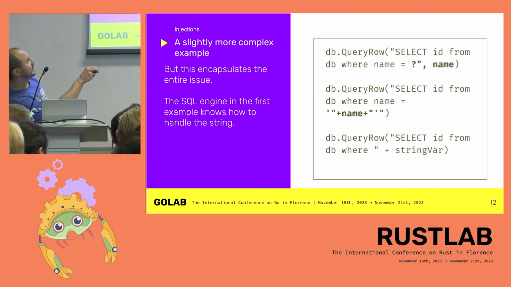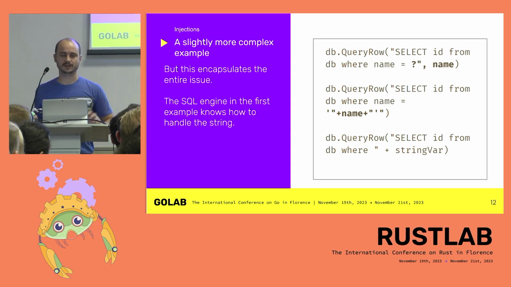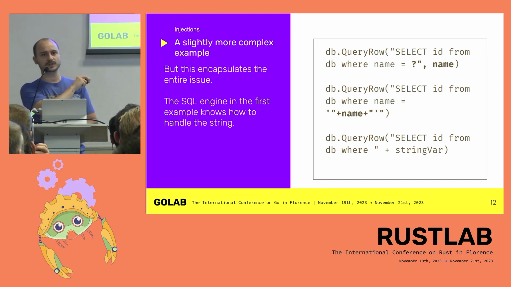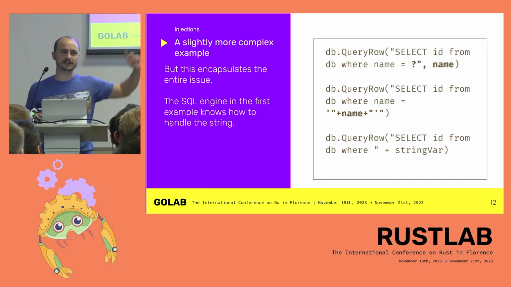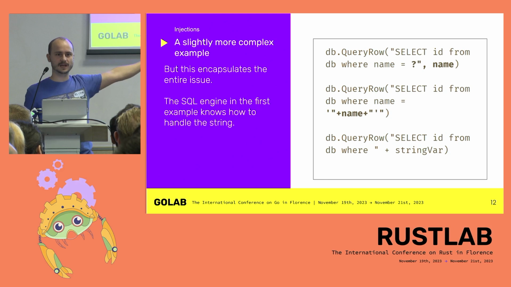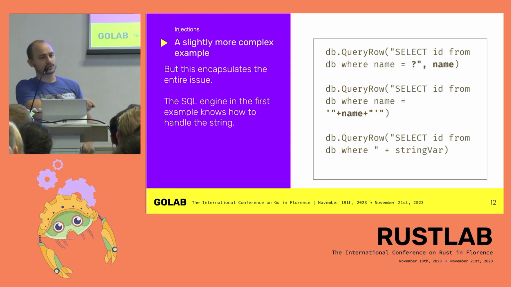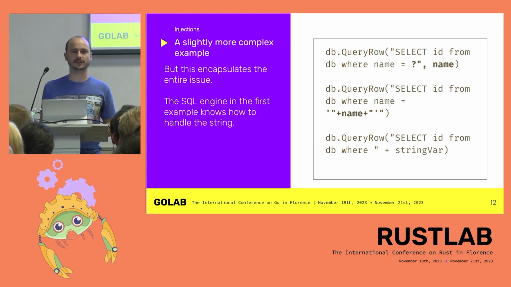We're running a query in the first example in the correct way, because we're passing the query as a hard-coded string literal with a question mark in it. That is a placeholder. It tells the SQL engine something is going to go there. And then we pass name, supposedly something that the user gave to the server.